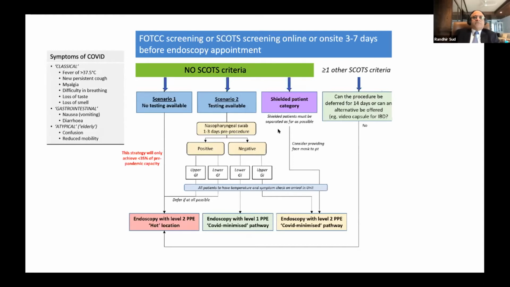So for screening, this is the flow chart which I'm proposing. I think there is a noise coming on the background, I think from the center.